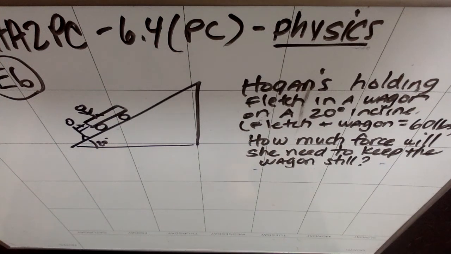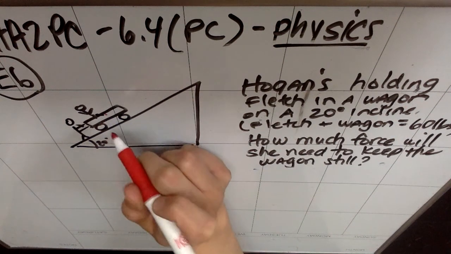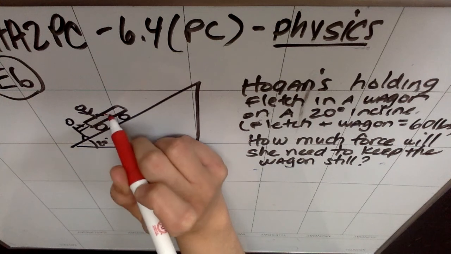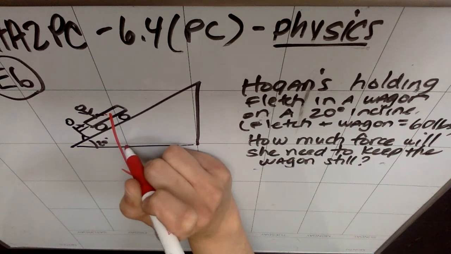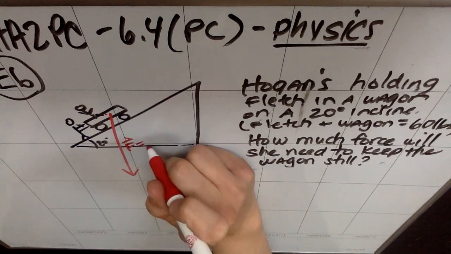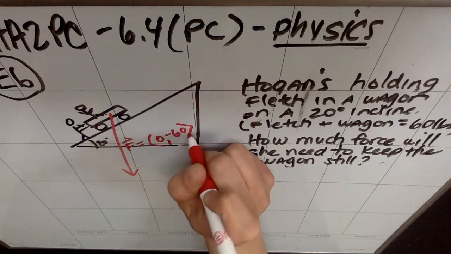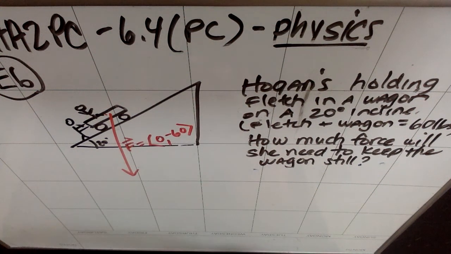To do this is going to be one of those projection problems, and I'm going to explain why in a sec. First thing we know is the force pushing Fletch downward, which I'm going to call F, is the force due to gravity. Because he weighs 60 pounds total with the wagon, that vector is going to be (0, -60). Notice that gravity pushes straight down. It doesn't push down the ramp, it pushes straight down.